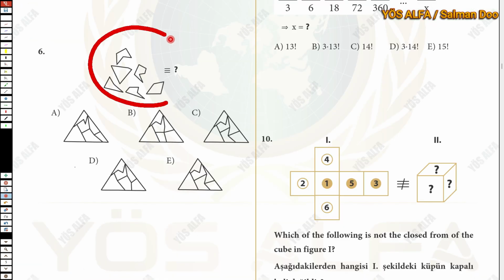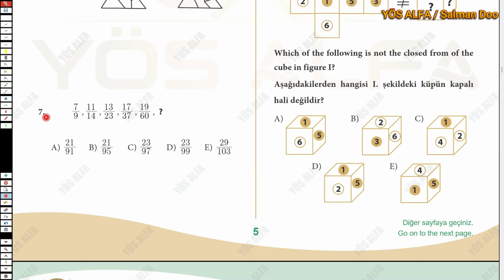Number 6. The puzzle pieces are given. Which one of the following is the combined version of all these puzzle pieces? So let's label the pieces first so that we can make the comparison easier. Let's say this is 1, 2, 3, 4, 5, and 6. 1 is here, and 2 is this one, and 3 here, 4, 5, and 6. So we got the complete figure. The answer is C.